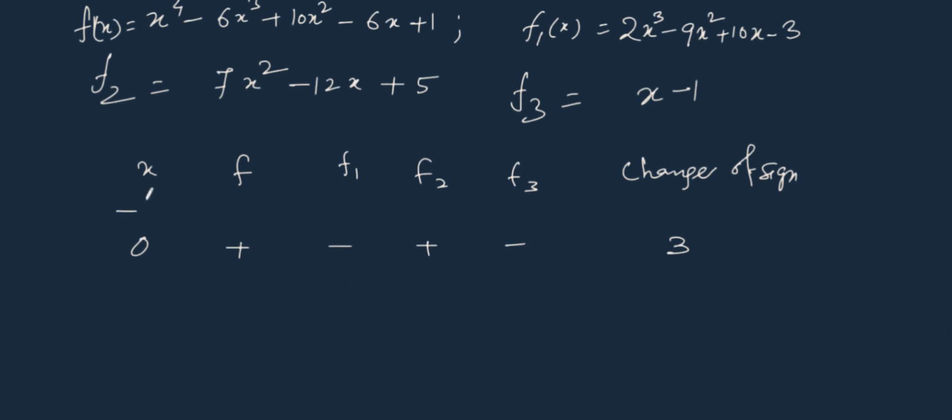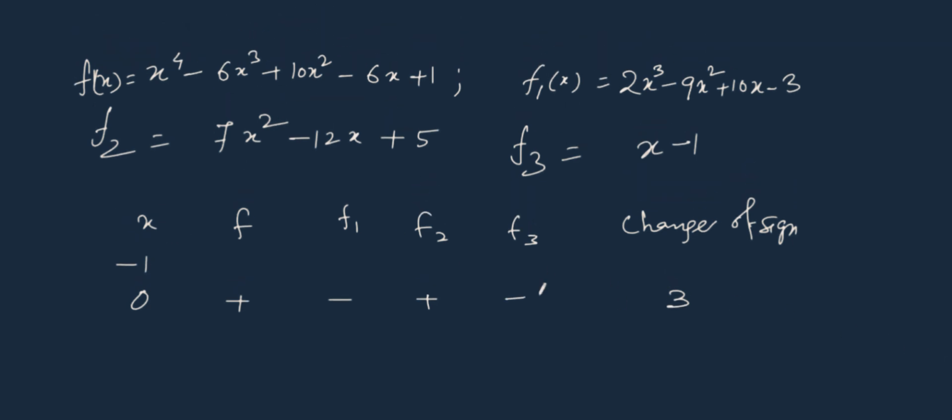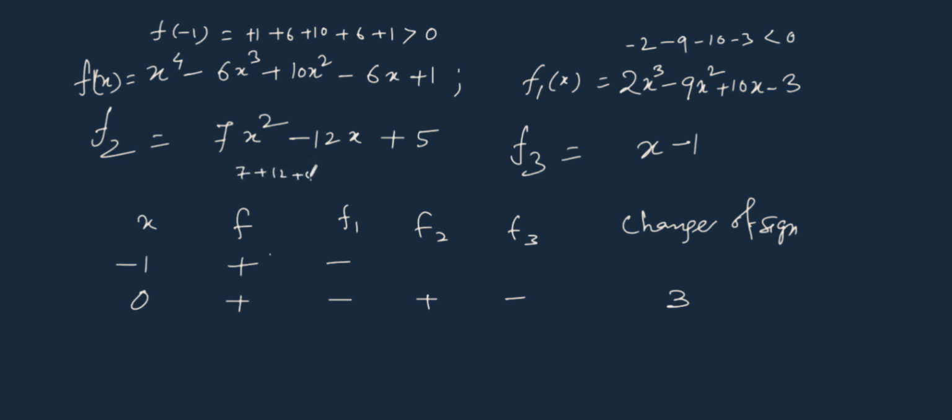Now let's calculate at negative 1. At negative 1, f of negative 1 will be positive 1, then positive 6, then positive 10, then positive 6 and positive 1, that is positive. So f is positive, f1 will be negative 2, negative 9, negative 10 and negative 3, all are negative, so it will be negative, and f2 will be 7 plus 12 plus 5, all are positive, so it will be positive, and f3 will be negative. So 3 changes.